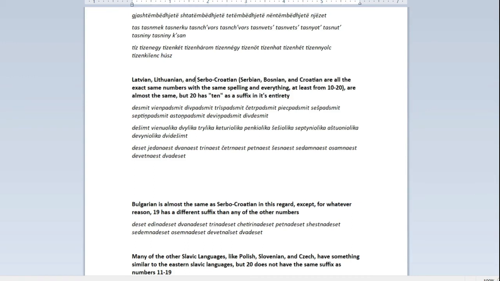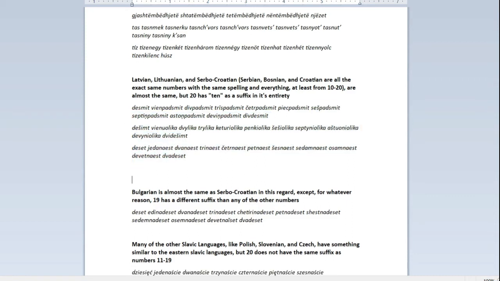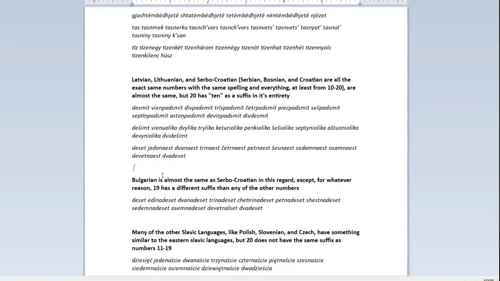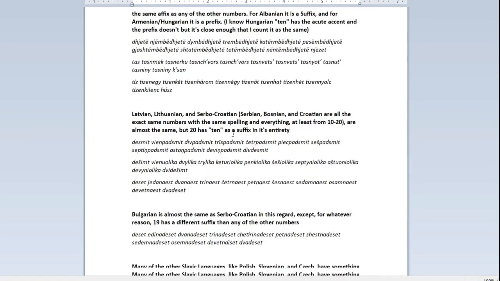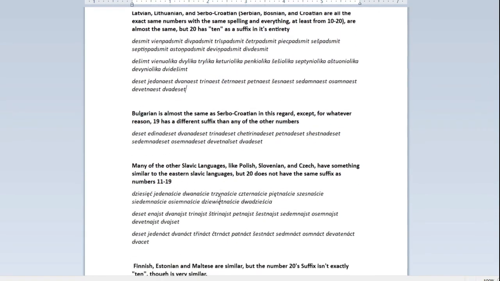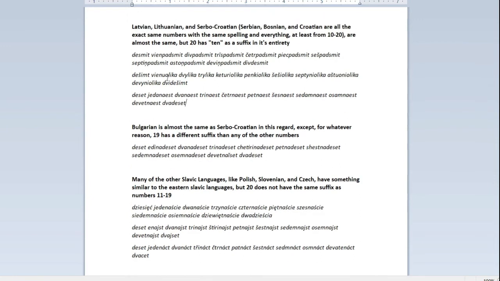Latvian, Lithuanian, and Serbo-Croatian. I grouped Latvian, Lithuanian, and Serbo-Croatian all together because they have basically the same idea, where 10 is part of the suffix in its entirety. So, yeah, I don't know, I think that's similar enough that it deserves its own recognition. Right here we have Lithuanian was included right here, I believe. That's distinct, I'm pretty sure.